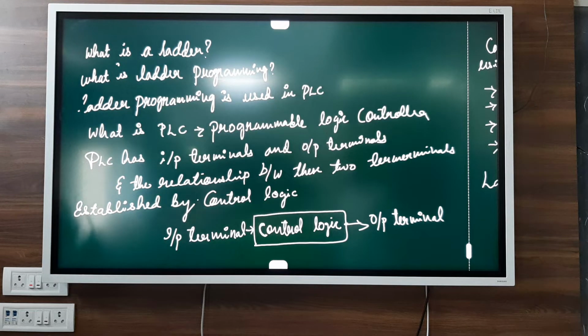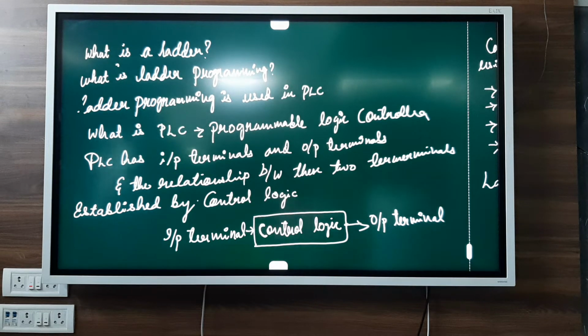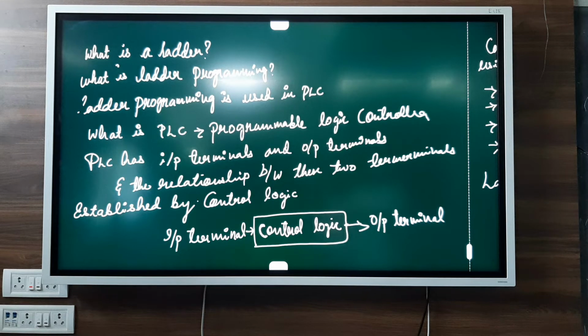As you can see on the screen, what is a PLC? A PLC is nothing but a programmable logic controller which has two terminals, one input terminal and the other an output terminal. And the relationship between these two terminals is established by control logic. You can see in the figure that we connect the input terminal to a control logic and to an output terminal.